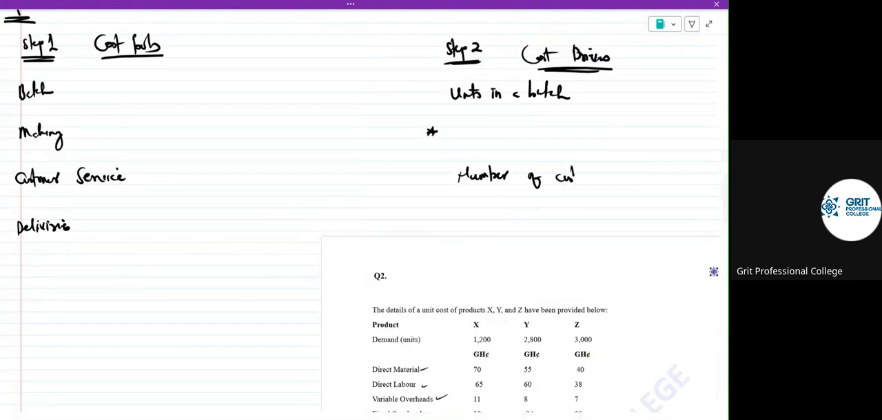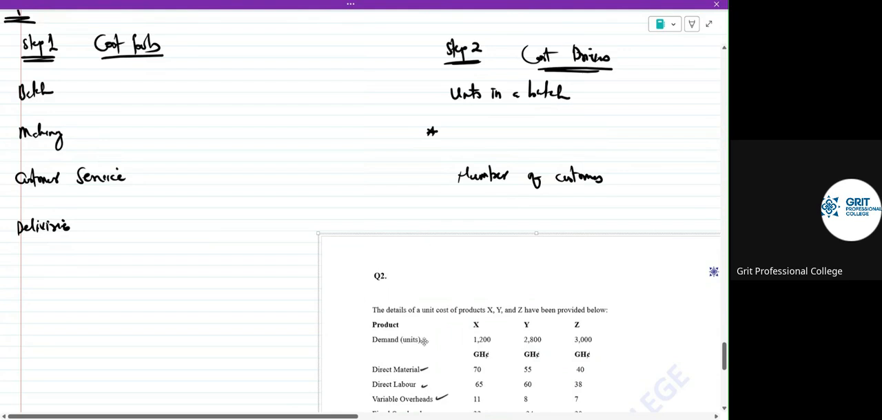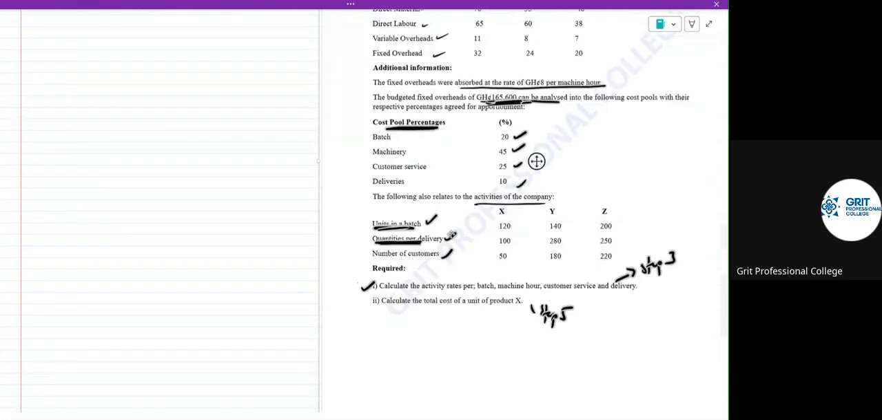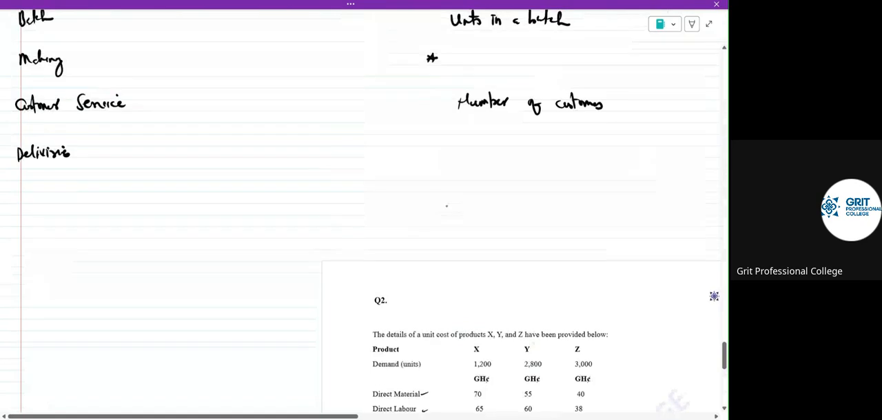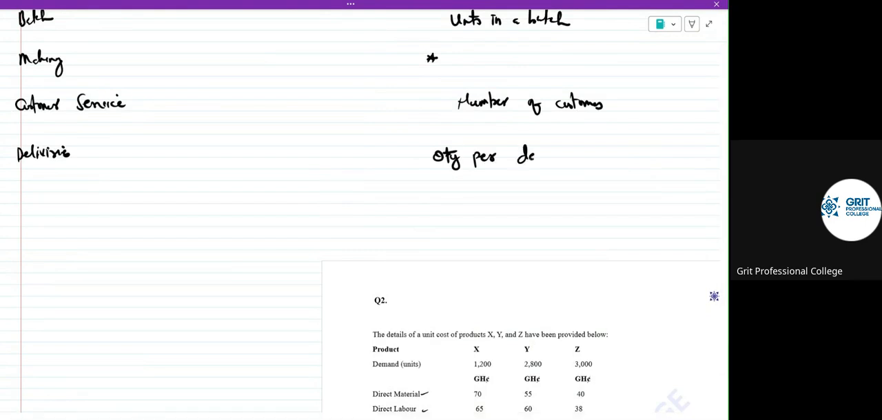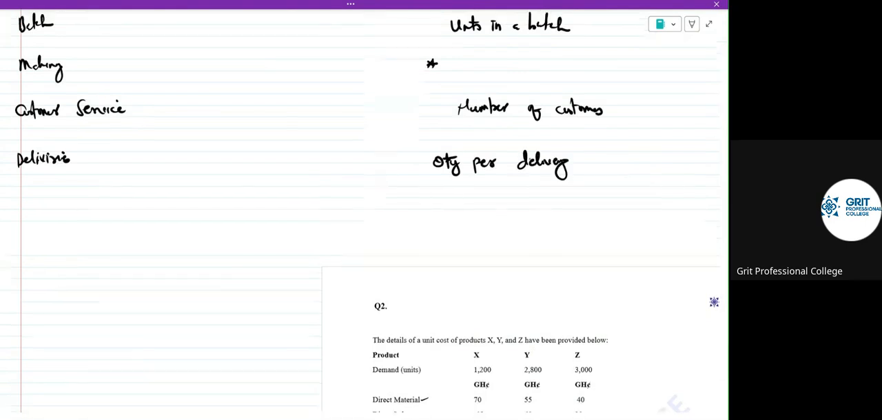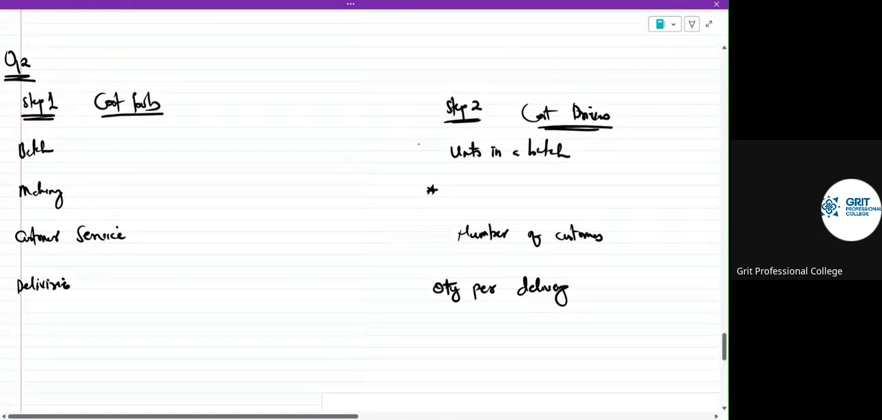Number of customers. And then deliveries. What do we have? We have here quantities per delivery. Okay, so quantities per delivery. All right, so let's find the missing piece. The missing piece is the machinery.